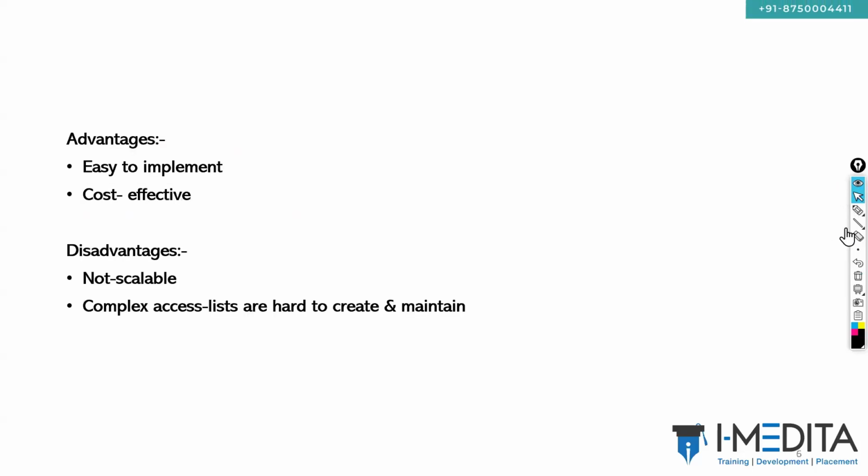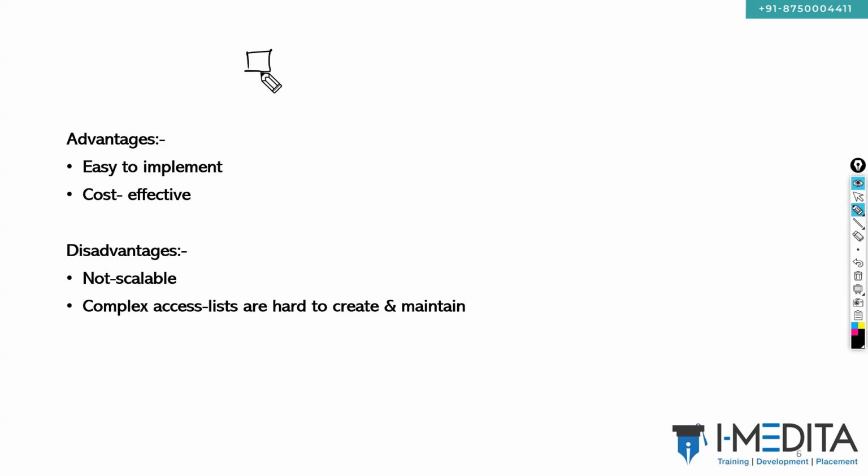Now we want to learn the advantages and disadvantages of packet filtering. Let's go through the advantages first. When you are using an access list, the first advantage is that it is easy to implement. How can we say that it will be easy to implement and to understand?